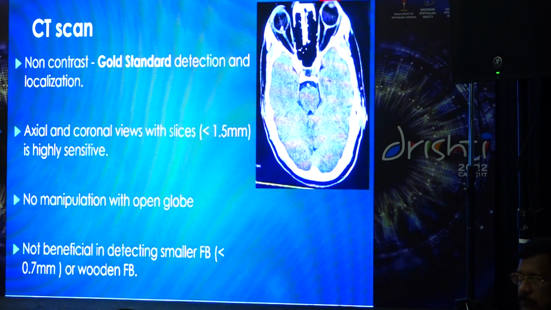CT scan is now the gold standard for detection and localization of intraocular foreign body. We can use axial and coronal view slices which are highly sensitive, with less than 1.5 millimeter cuts, no manipulation, and good cooperation from the patient, even done with open globes. It is not beneficial in detecting smaller foreign bodies and radiolucent foreign bodies.